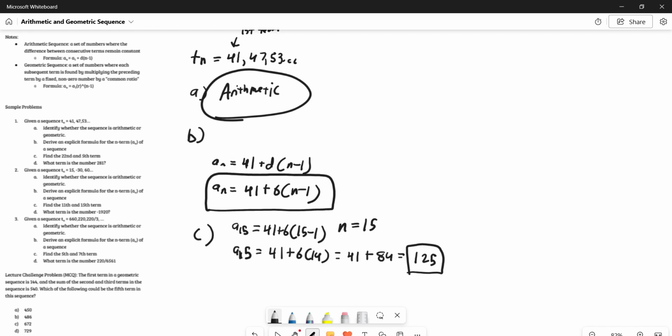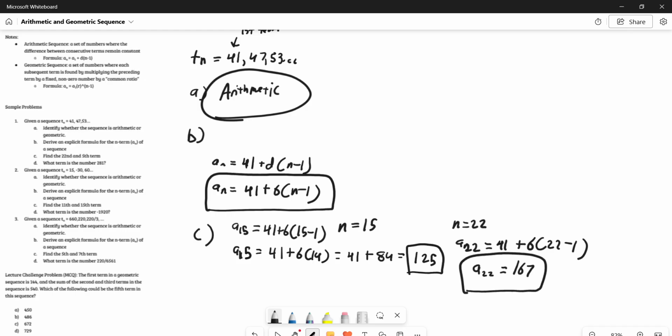Okay, now going to the 22nd term. We do the same thing. N is equal to 22. So a sub 22 is equal to 41 plus 6 times 22 minus 1. Now I'm just going to plug this into a calculator. If you have a calculator, you can plug it in. Or if you want to do it by hand and do multiplication like that, you can do that. But I got a sub 22 is 167. Simple enough.